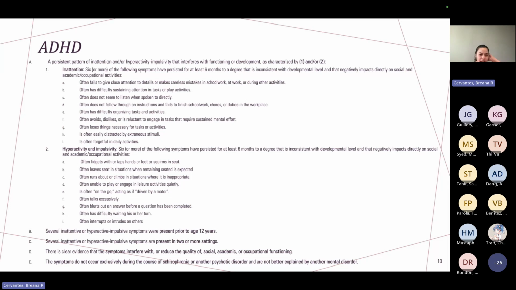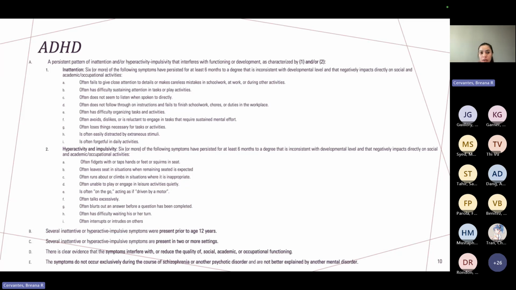Okay, so A and B are the most important. A is where you commonly think of, what does it look like? So the ADHD criteria: a persistent pattern of inattention and/or hyperactivity/impulsivity that interferes with functioning or development. That's the primary thing, and it needs to be characterized by either 1 or 2. So it can either be the inattention cluster or the hyperactivity-impulsivity cluster, or both.